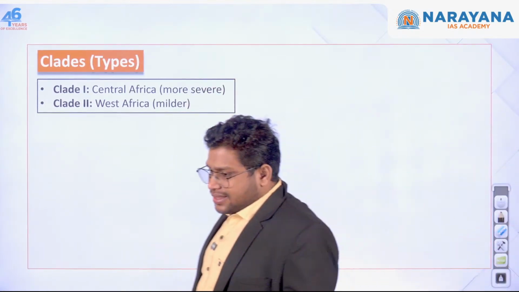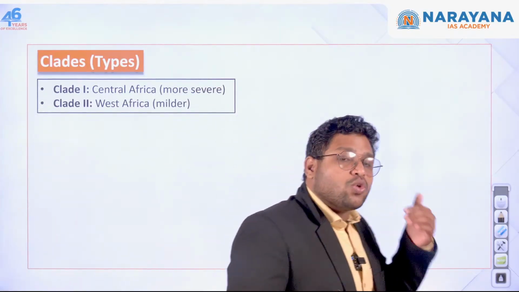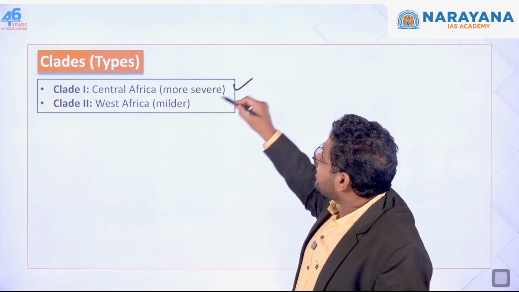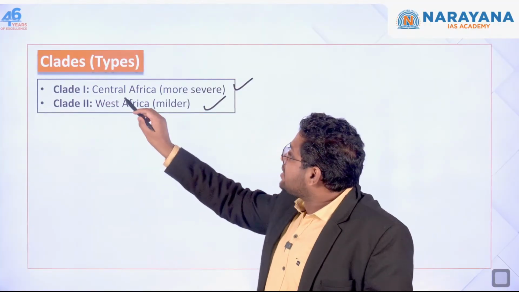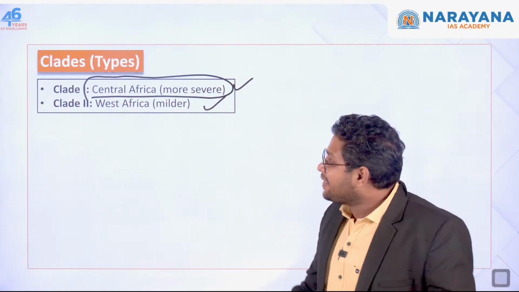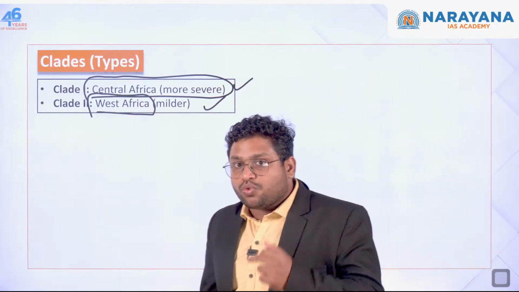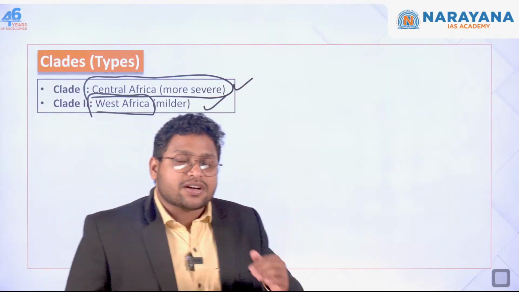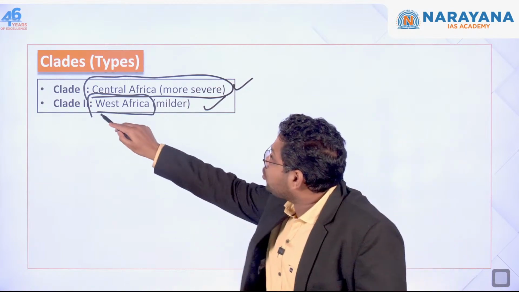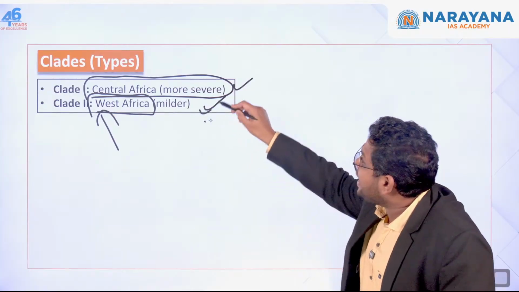Now see, this mpox or monkeypox virus is also of different types. We call those types clades. So there's clade 1, there's clade 2. Clade 1 is common in Central Africa, and the second one, clade 2, is common in Western Africa. And if you see the difference between these two clades, clade 1 seems to be very severe. It's very dangerous as compared to clade 2, which is spreading in the Western Africa part. Okay, it is relatively milder as compared to clade 1.